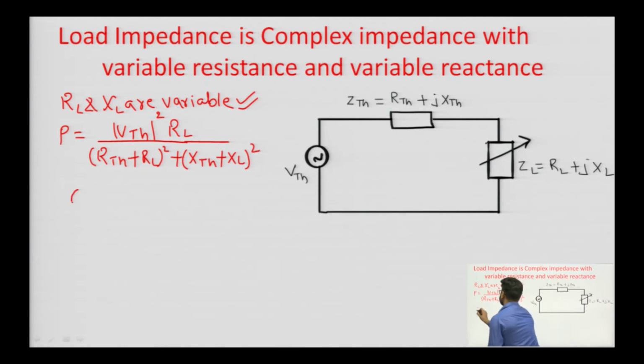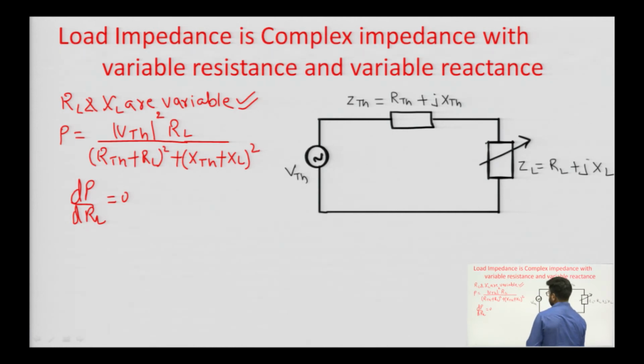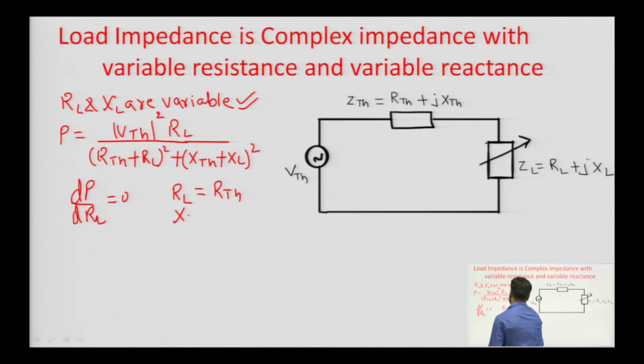So, when we differentiate this power with respect to R L, we will find that R L will come out to be equal to R T H and X L will be equal to negative of X T H. So, this will be the condition that we obtain after differentiating power with respect to R L.